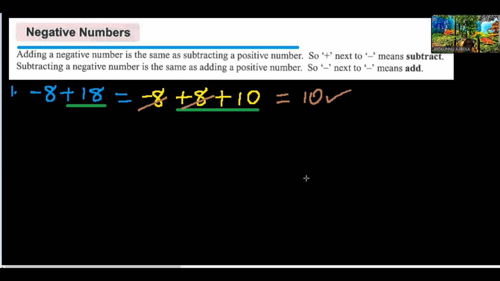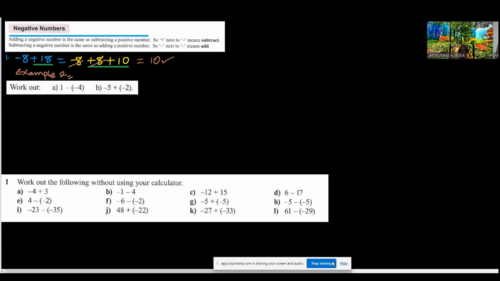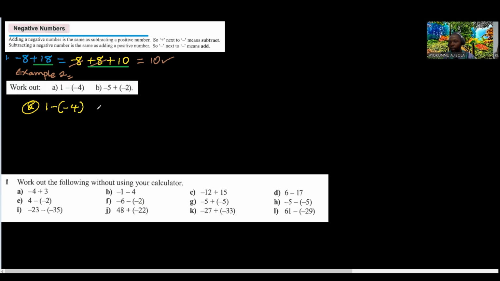Yeah. Okay. So I'm going to bring up some more questions for us to quickly look at, okay? Showing your workings. So let's see. This one says work out the first one, 1 minus negative 4. Okay. Minus negative 4. That means the next step you have to write 1 plus 4.